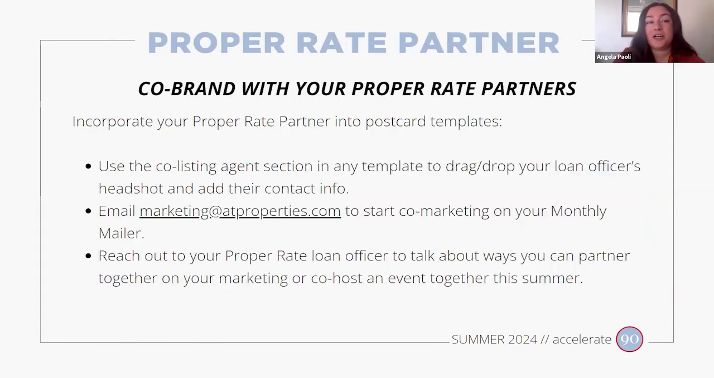And a quick reminder, proper rate partner. You can co-brand with your proper rate partners and incorporate them into postcard templates. You can use the co-listing agent section, which Riley also will show you, in any template to drag and drop your loan officer's headshot and add their contact info. You can also email marketing@properties.com to start a co-marketing on your monthly mailer.